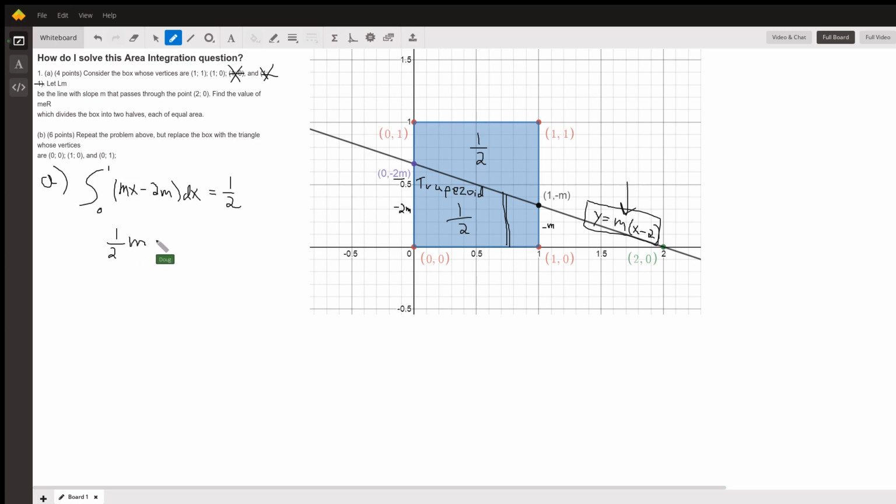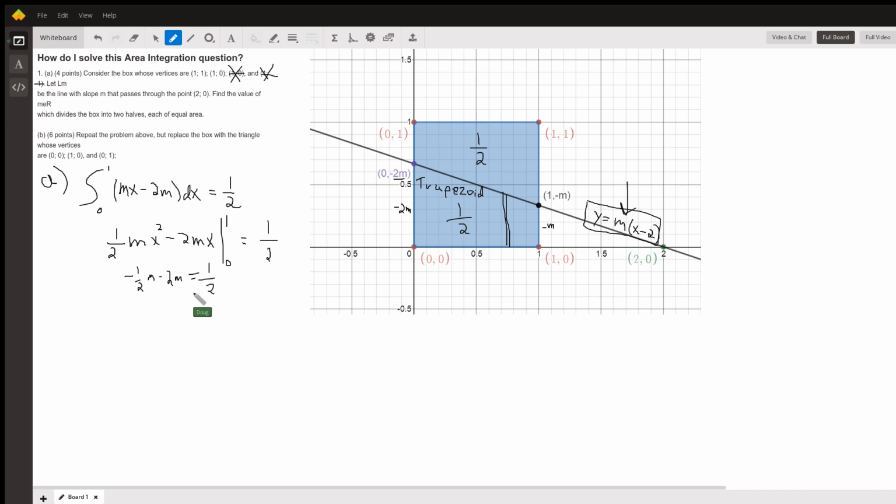mx squared minus 2m is a constant. I'm not raising that exponent by 1 there. I'm just doing this. Evaluated from 0 to 1, we want that to be equal to 1/2. So substitute 1 for x, and we get 1/2 m minus 2m, and then minus the quantity. If we put 0 in for x, we're just going to get a 0. So we want this to equal 1/2.